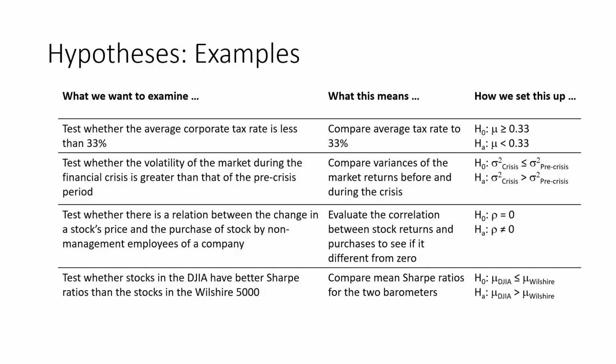In the last case, test whether the stocks in the Dow Jones Industrial Average have better Sharpe ratios than the stocks in the Wilshire 5000. We are dictating that the alternative is that the mean for the Dow Jones Industrial Average is greater than that of the Wilshire. So again, the problem description will dictate the alternative and what it looks like.